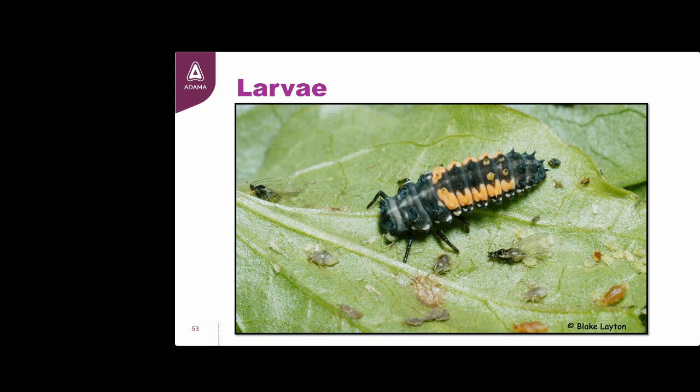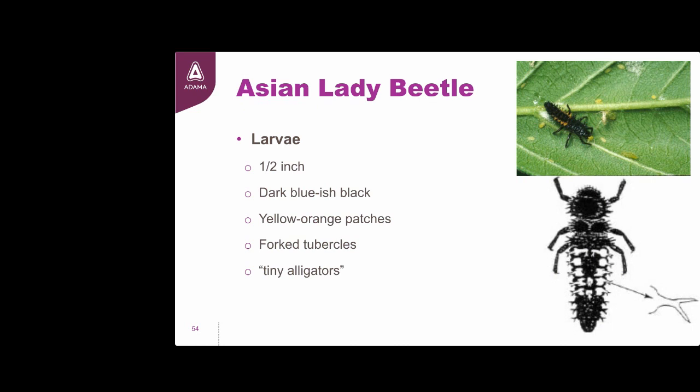And over the course of the next 12 to 14 days, they're going to be snacking on their favorite food source. And you can see here, this one's going to town on those aphids. The larval stage of these beetles is kind of creepy and unusual. I've heard them referred to as tiny alligators. And being a Floridian, that was a little bit hard for me to kind of see that analogy.